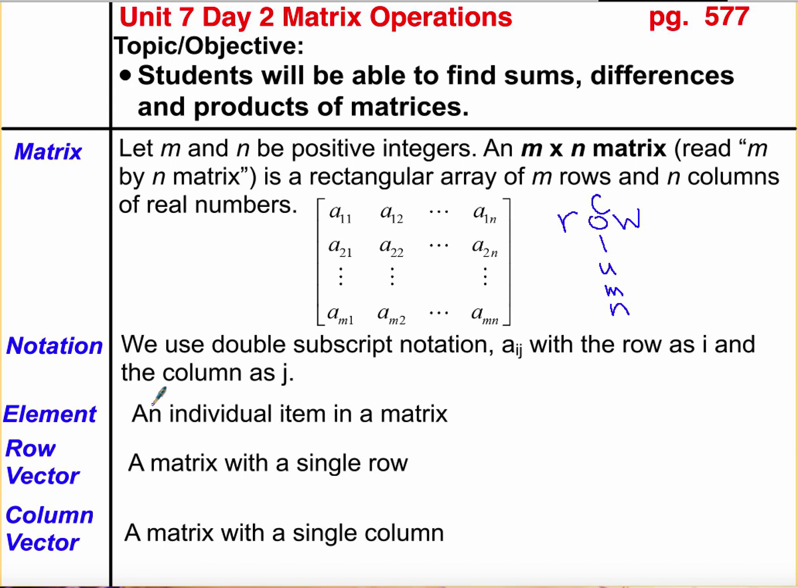Then we have the element. The element is the actual thing that's in the matrix, that item that's in the matrix. So our element is whatever that number is. A row vector is simply a fancy name for a matrix with a single row, and a column vector is a matrix that has a single column.